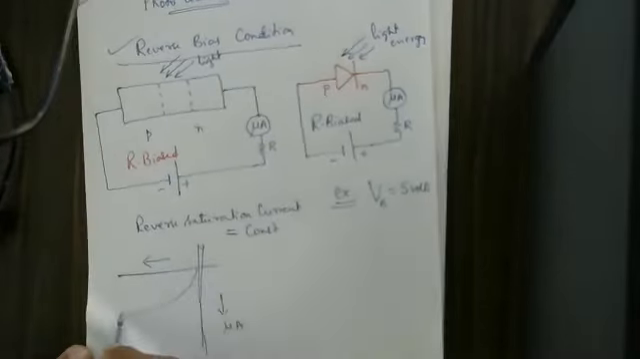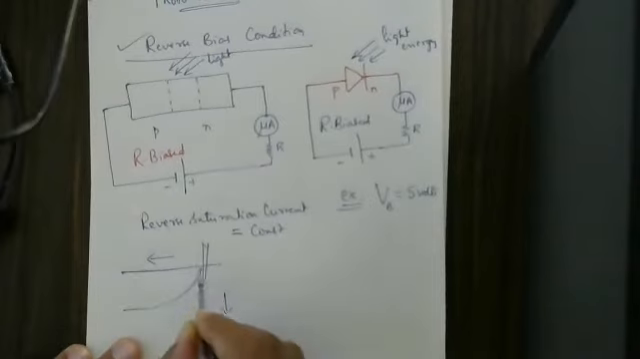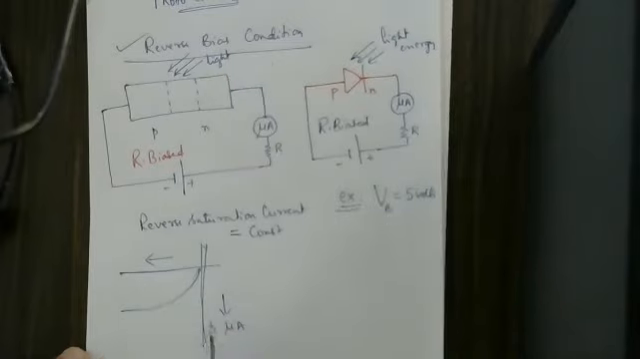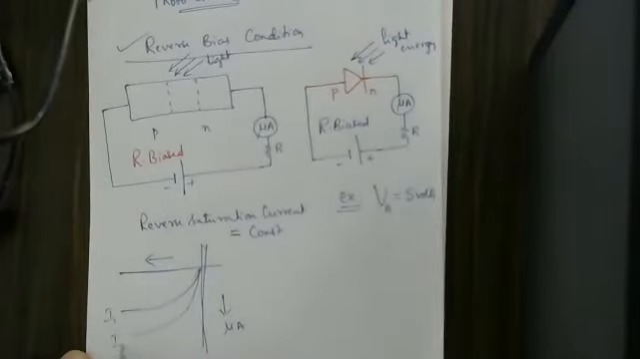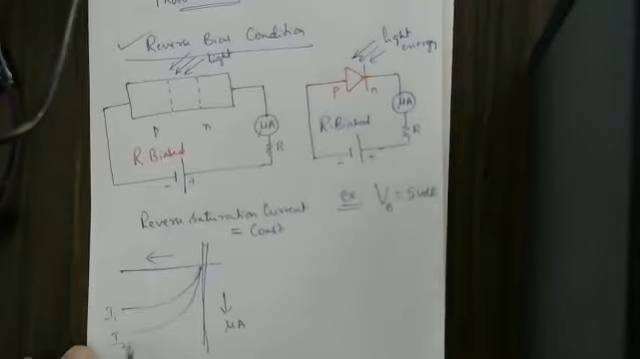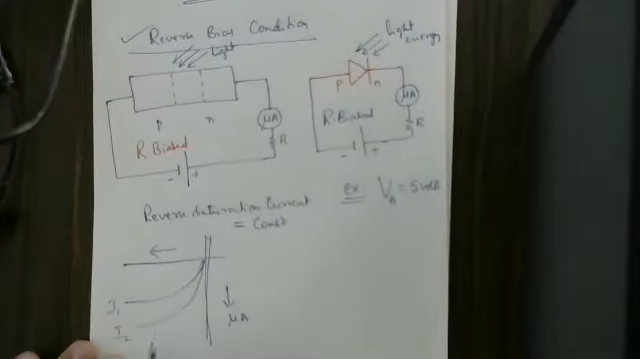So I can show it here. This is for the lower intensity. Reverse saturation current is there. Suddenly the current strength goes on increasing. So this is for one I1 value, and this is for the next I2 value, which means the intensity is more than this. I2 is greater than I1.